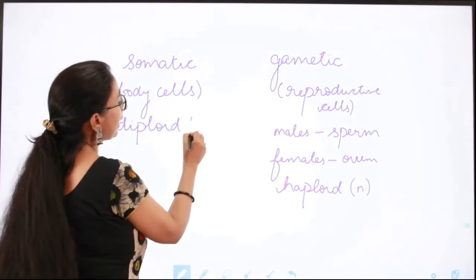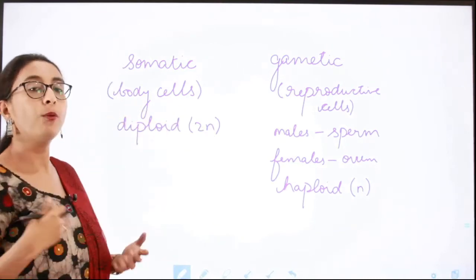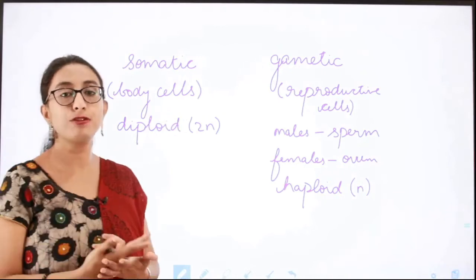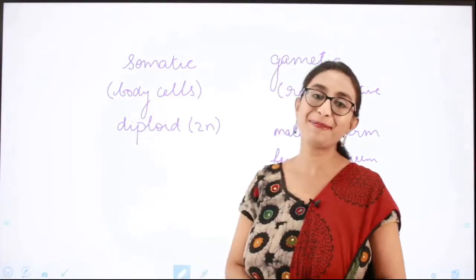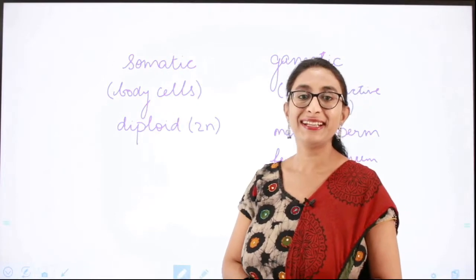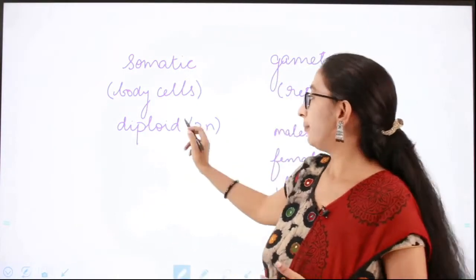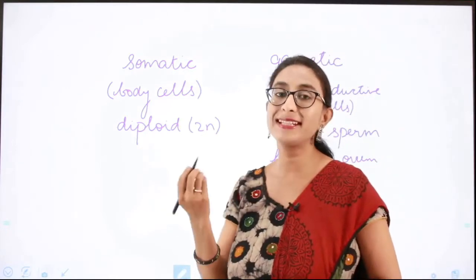Diploid means they have two sets of chromosomes, which we represent by 2n. What do we mean by diploidy? That is, the body cells have two sets of chromosomes, one set coming from the father and one set coming from the mother. Got it? So we are speaking with respect to human beings here. So diploid means two sets of chromosomes, one set coming from the father and one set coming from the mother.